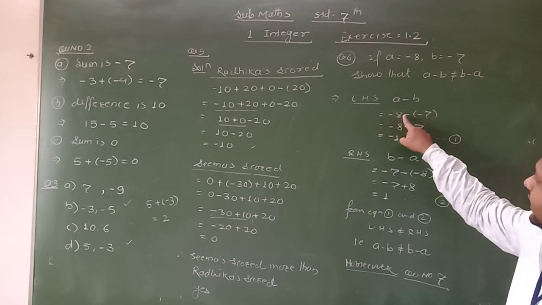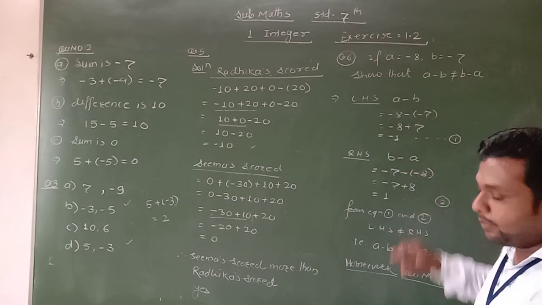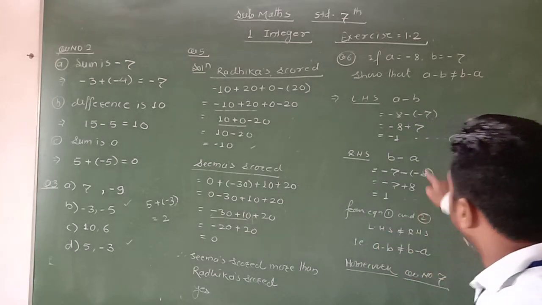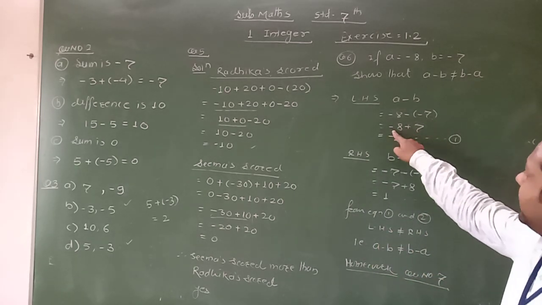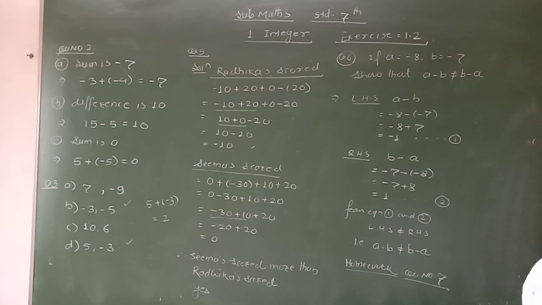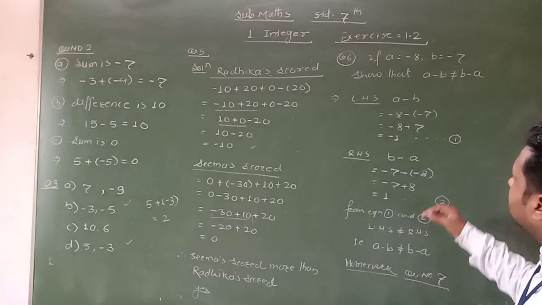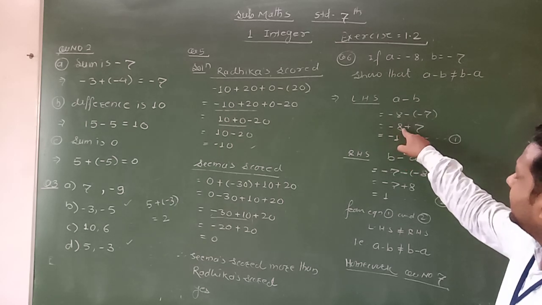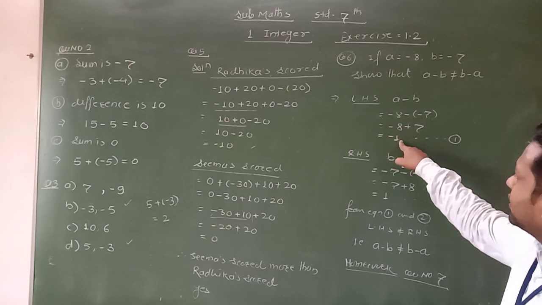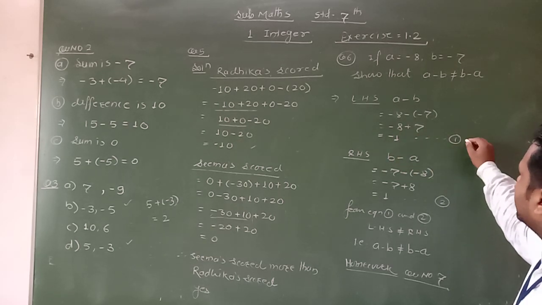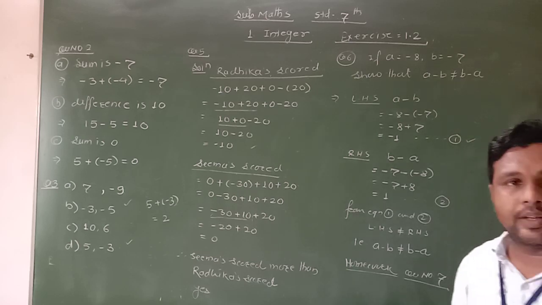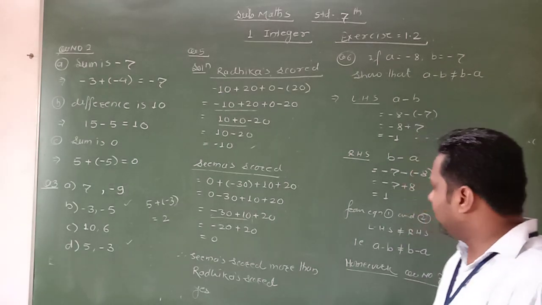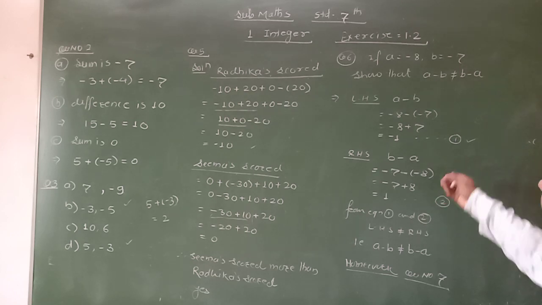Okay. Then -8 minus minus becomes plus, and then 7. Now what is remaining here? -8 plus 7. One positive and one negative integer. What do we have to do? Subtraction according to the rule. And here the answer is 1, and the sign of the greater number, that is -1. -1, this is equation number 1. Okay. In this way, here we get the left hand side of the equation. Similarly, we find out the right hand side.